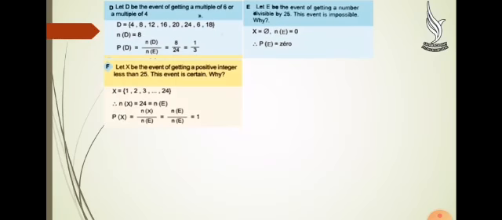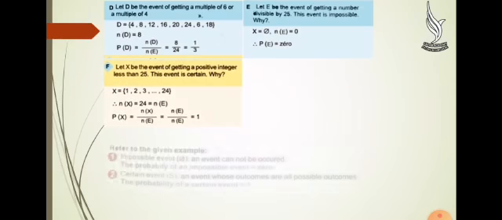Letter F, find the probability of getting a positive integer less than 25. This event is a certain event because all the numbers in the cards are positive integers. So the probability equals 1.